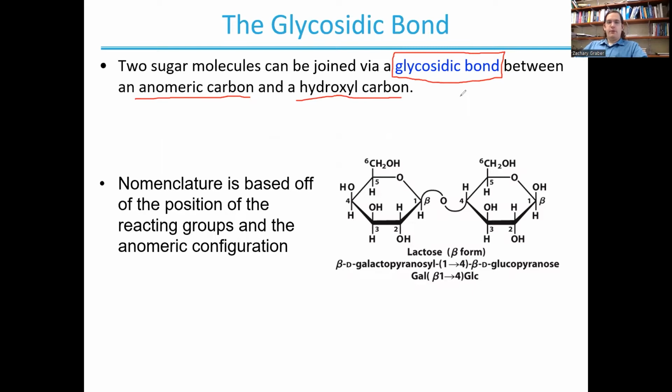Unlike our proteins, with our sugars, we have a wide variety of different glycosidic bonds that we can form, right? So our hydroxyl groups are found all over our sugars, right? We have multiple hydroxyl groups, which then means that we have multiple possibilities for bonding.